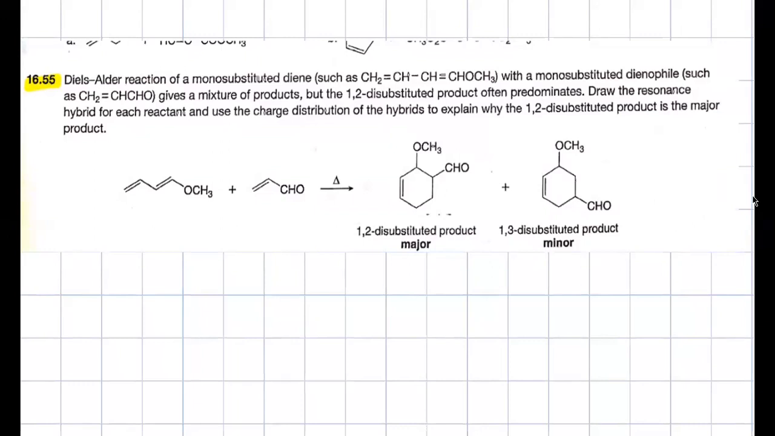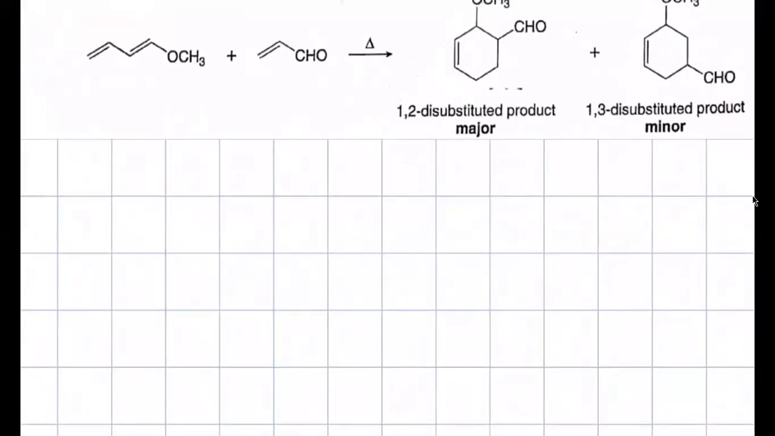Okay, great. So what it's telling us to do is to draw the resonance forms for the diene and the dienophile. So let's do that, right? And then from the resonance forms, we should be able to figure out why we get one product predominantly over the other. So first, let me put the diene where we can deal with it. Following? So that's my diene. I just made it s-cis. And then this is my dienophile.